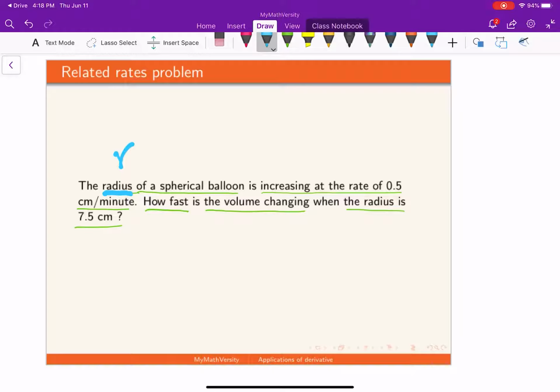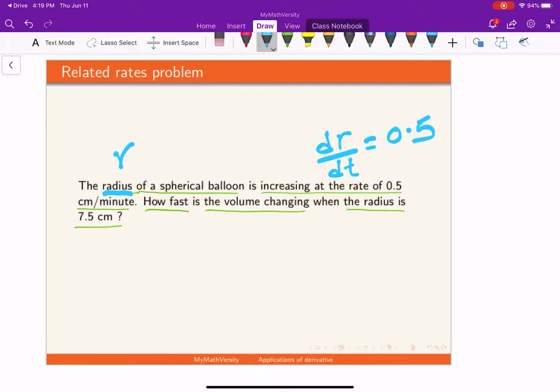At a rate of what? A rate of 0.5 centimeter per minute, right? So the radius is increasing at that rate. How can you translate that mathematically? Well, we just need to write down the derivative of r with respect to t is equal to 0.5, right? Okay, so that is from the first sentence.